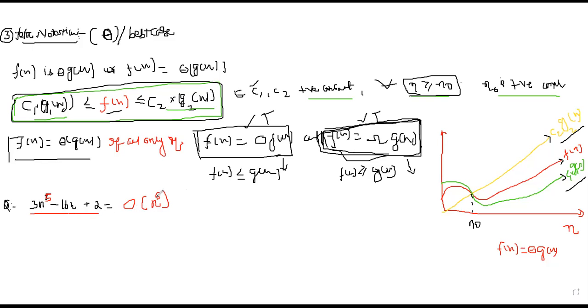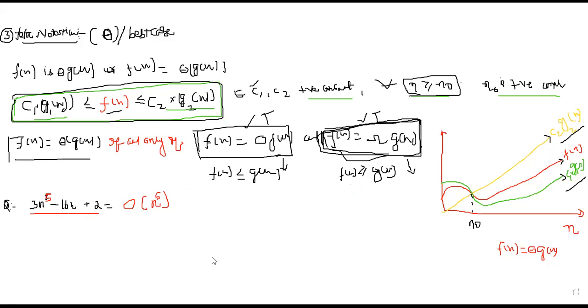Yes, sir, we can write this because as per the rule, this g(n) should be greater than or equal to. In this case, it is equal to. Now I can say this is greater than or equal to the highest function, which is n to the power of 5. Fine, clear? Now, suppose I write the same thing.